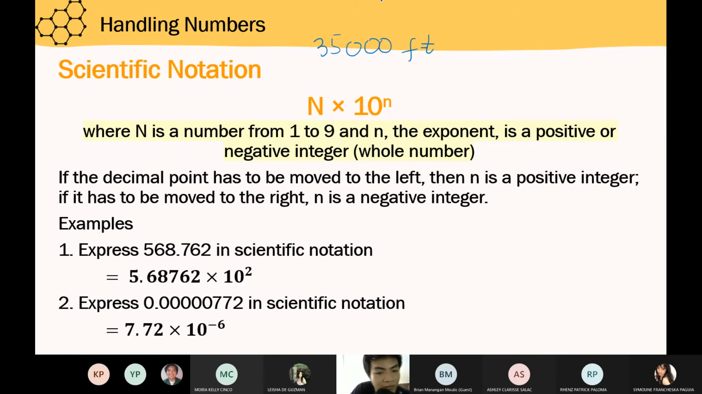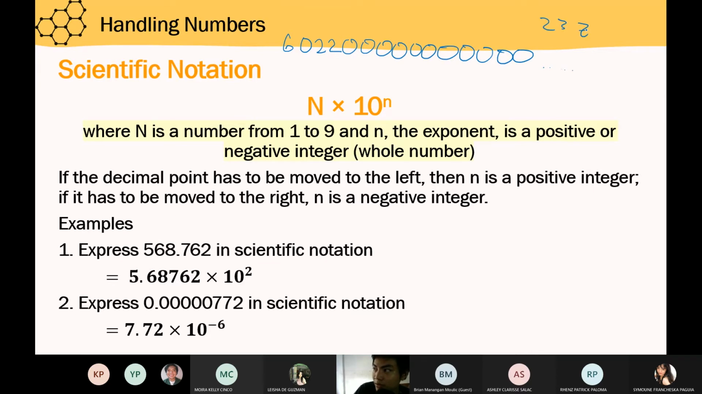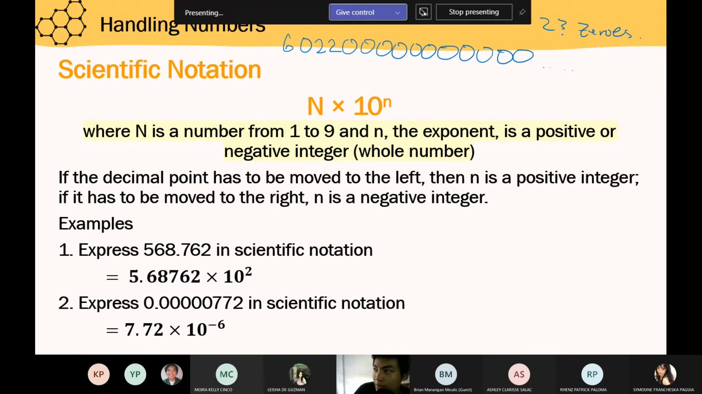Pero what if I will ask you to express the number of atoms in a mole of a substance? So that will be 6022 tapos 23 na zero. Basta ayan, ganun karami. So 23 na zeros meron tayo dito. Okay? So 23 decimal places.